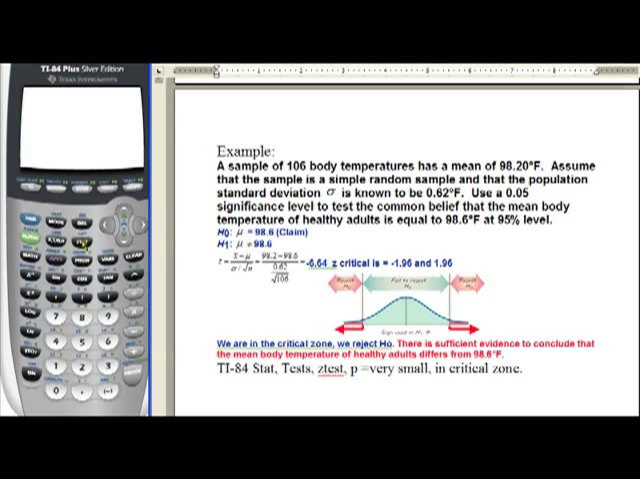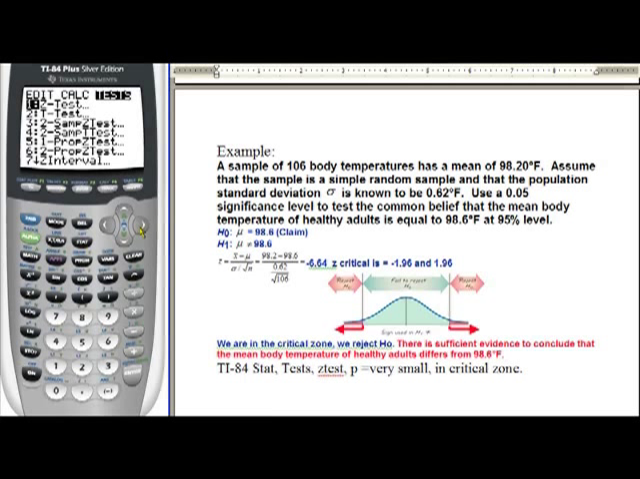I go to Stat, and we go to Test. And this time we are going to do the Z-test. What do you enter? Statistics. This one is your mu, which is this one, 98.6. And this is your standard deviation of 0.62 right here. And your sample mean, which is 98.2. Let me enter that, 98.2. And your sample size is going to be 106.